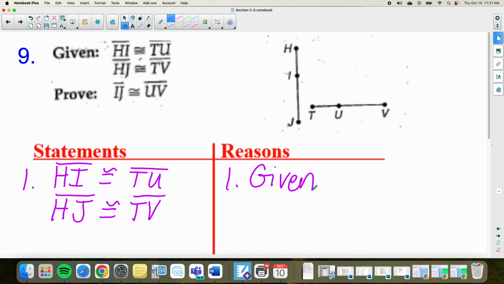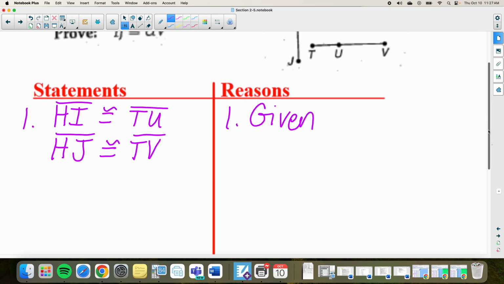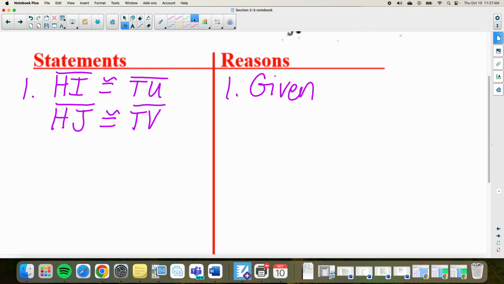Now, we're doing this one. What can we do? What's a step we can do at the beginning? Christian? Definition of congruent segments. And take those bars off, right? So let's do that. If you're doing this on a test, you're getting 2 points for doing this.